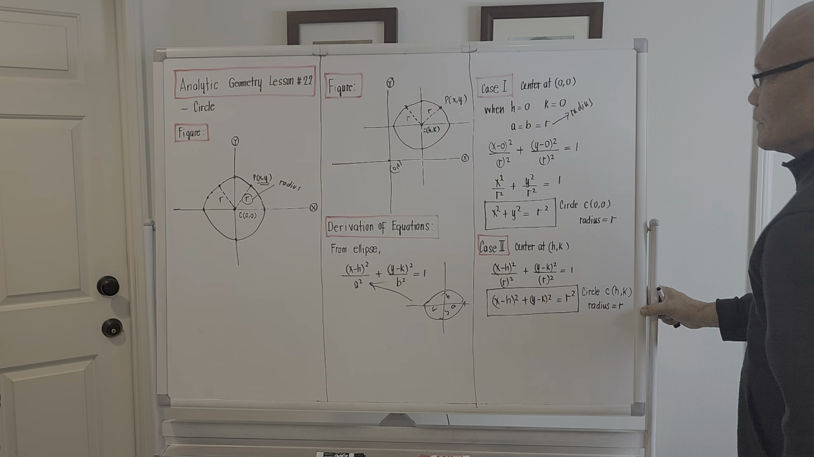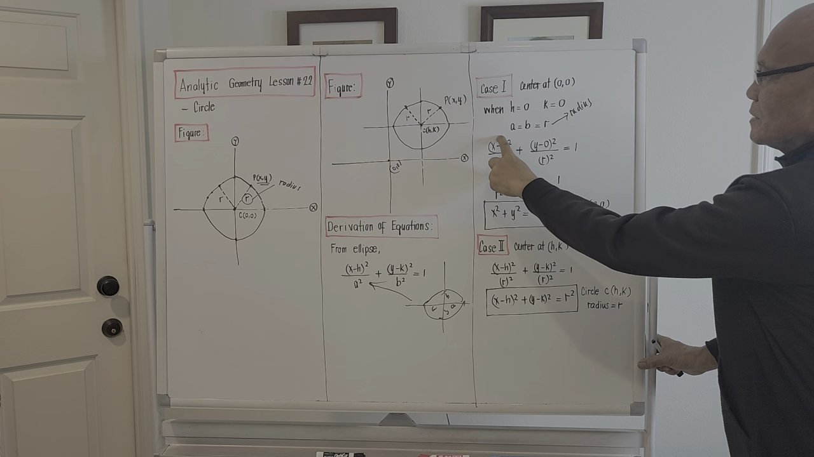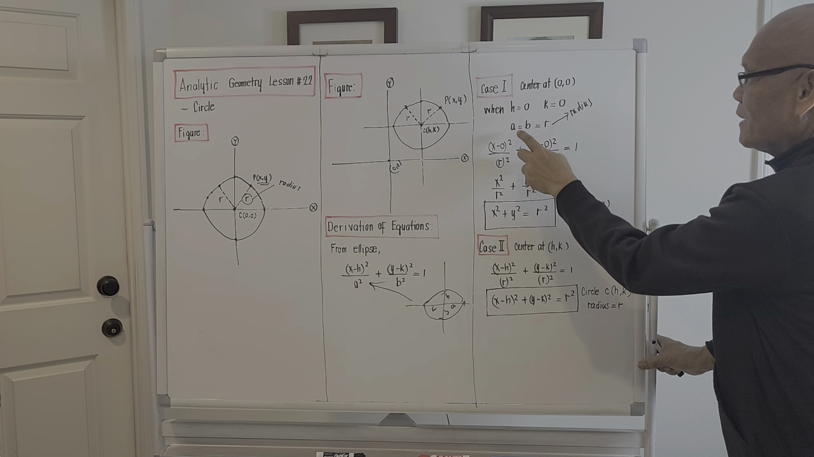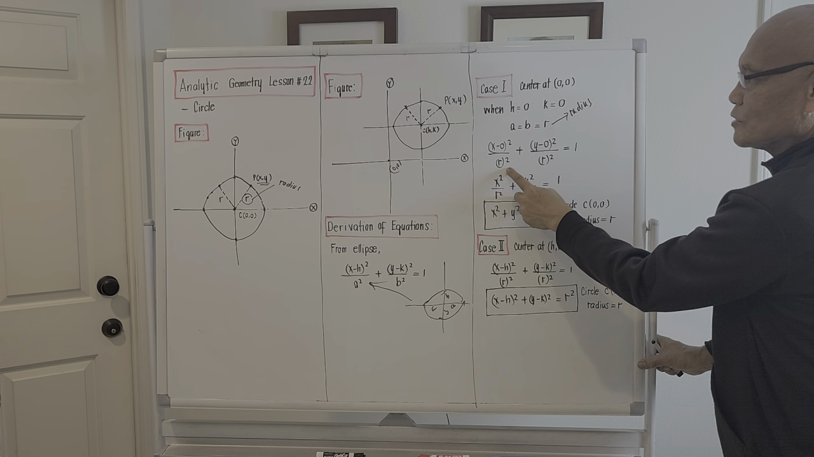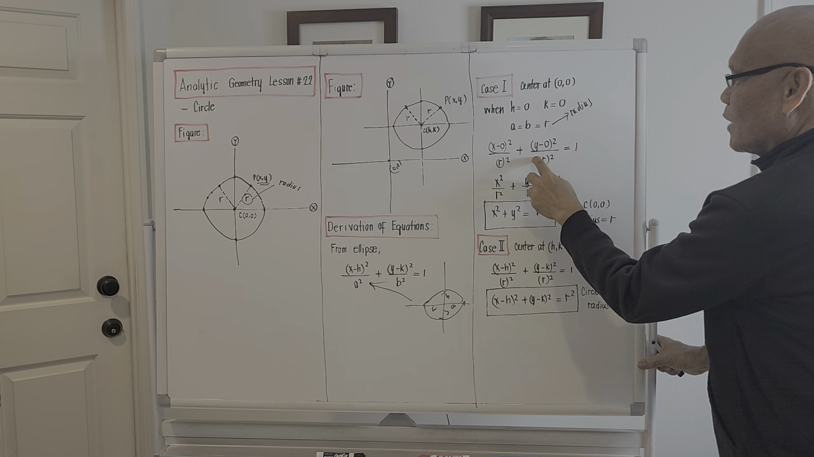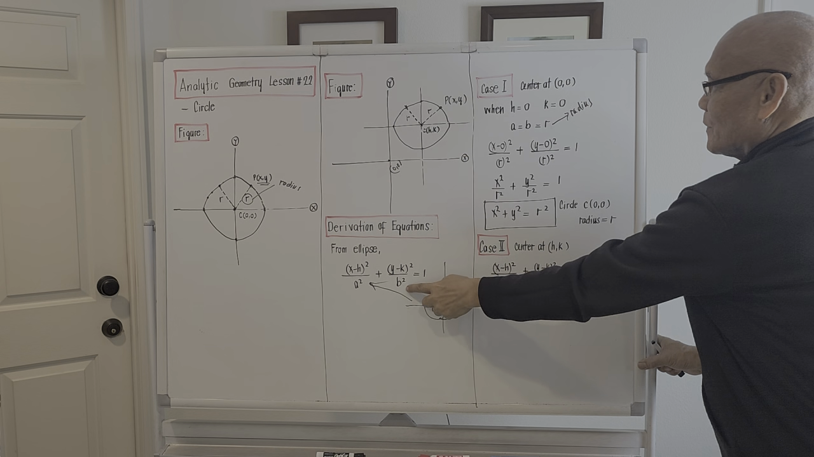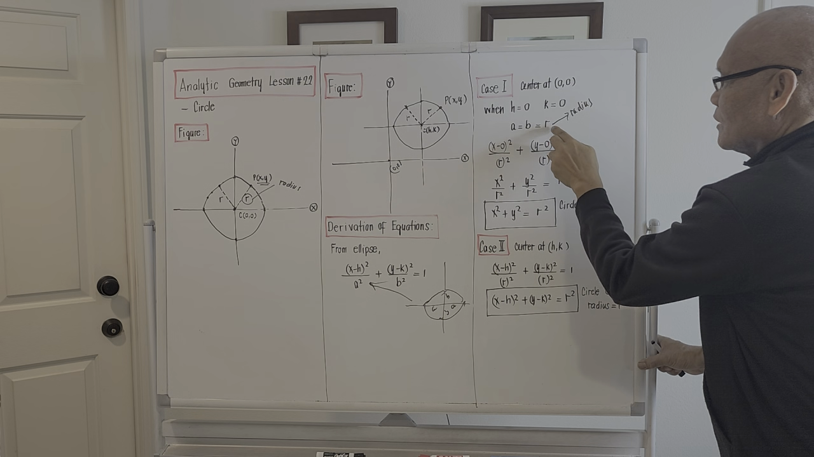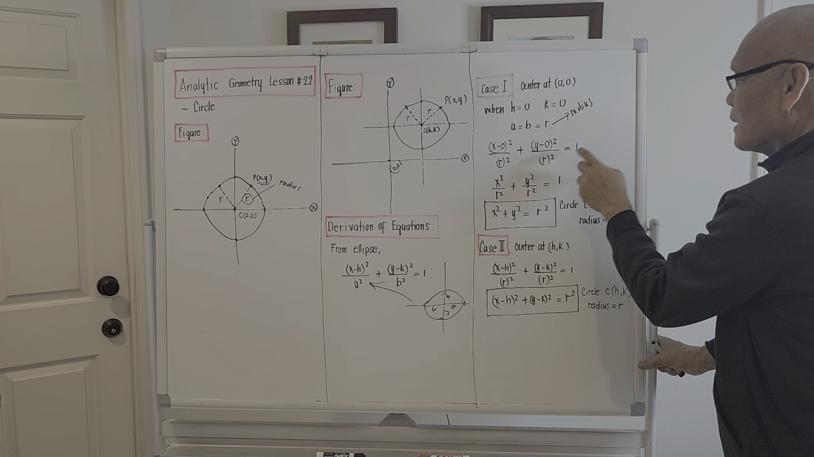What will happen? It will be x minus 0 quantity squared over a squared. A is equal to r, so we will replace a by r, so this will become r quantity squared, plus, following this, y minus 0 quantity squared all over b squared. But b is still equal to r for a circle, so this will become r quantity squared, and this should be equal to 1.